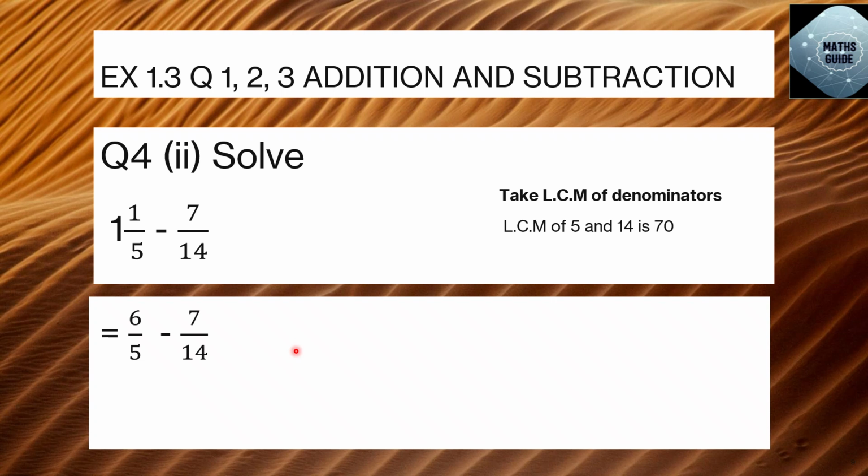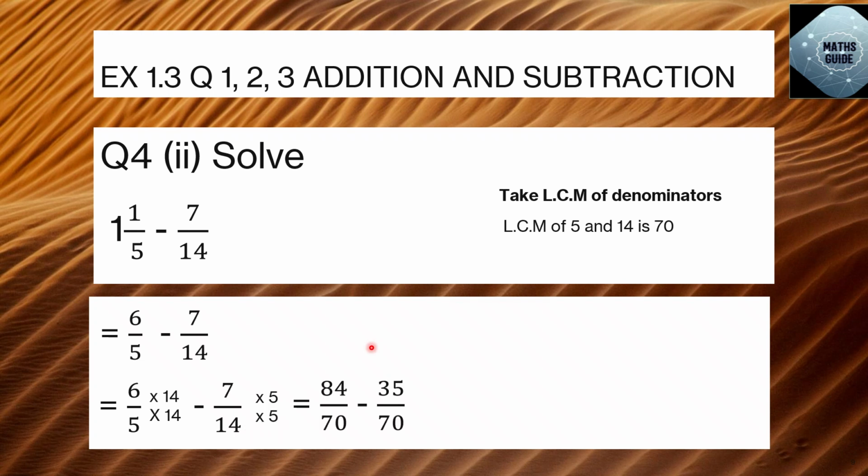So the next step is to take the LCM and make the common denominators. So the LCM of 5 and 14 is 70. Here you can see. Now let's make the common denominator. 6 by 5 multiplied by 14, we get 84 in the numerator, and 14 into 5 is 70. Now we got 84 by 70 minus 35 by 70, and after subtraction we get 49 by 70, and the simplest form or the lowest term of this fraction is 7 by 10.